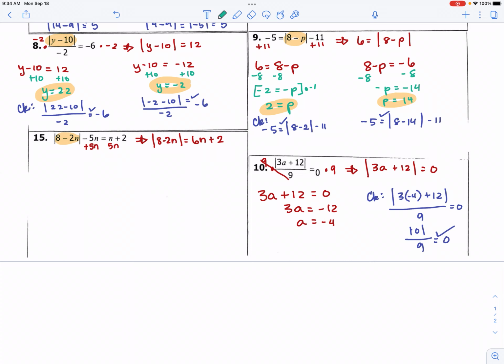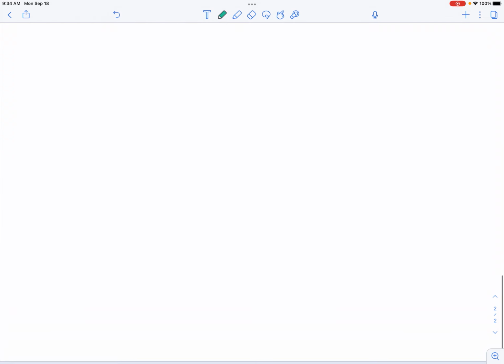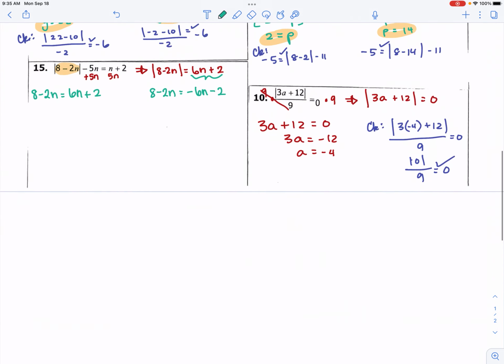We're still going to set up our two cases. So our first case, we're going to keep everything the same. We keep the inside the same, and we keep the 6n plus 2 the same. But for our second case, we keep the inside the same, but we do the opposite of that second side. So the opposite of a positive 6n is a negative 6n, and the opposite of a positive 2 is a negative 2. So again, we want to look at the opposite.